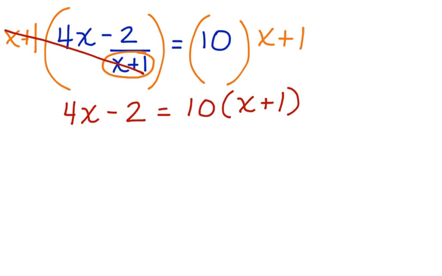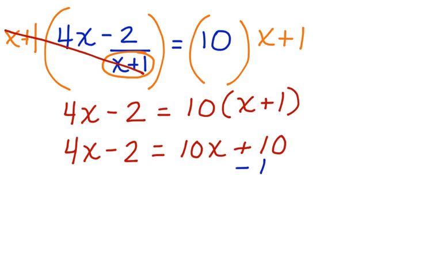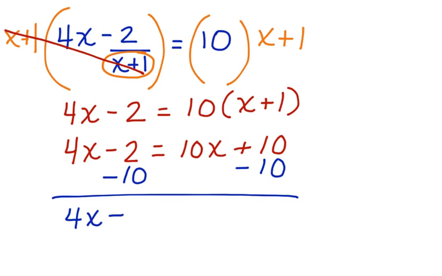Now let's use the distributive property on the right side to get rid of the parentheses. We can bring down the 4x minus 2. There's nothing to do there. 10 times x gives us 10x. 10 times 1 gives us 10. Now we can solve this equation. Let's get rid of this 10 first. Subtract 10 from both sides. Leaves us with 4x minus 12 equals 10x.